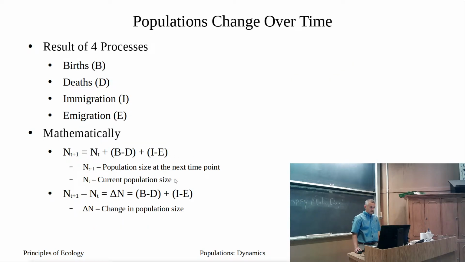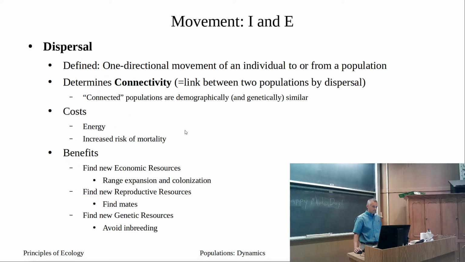All right. So what we're going to talk about is this migration first. So migration is basically dispersal, different from dispersion, right? Dispersion is our spatial pattern. Dispersal is our movement. So dispersal is defined as one directional movement of an individual to or from a population.